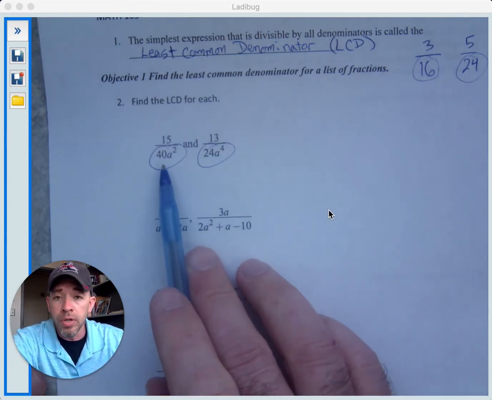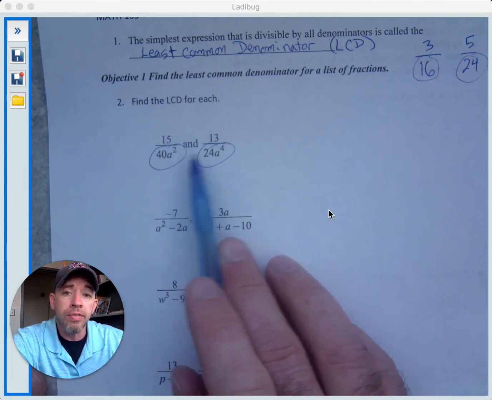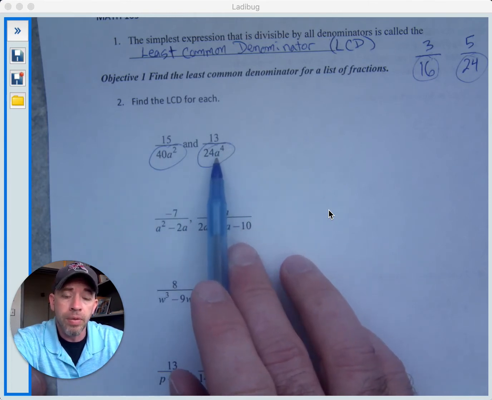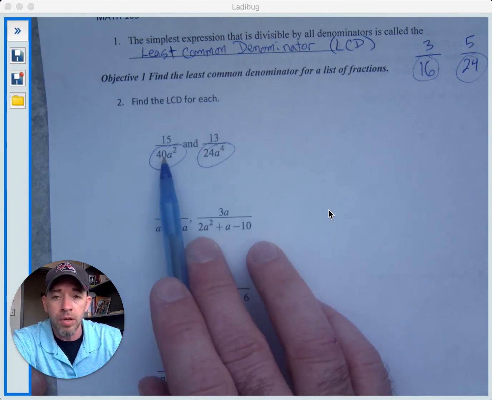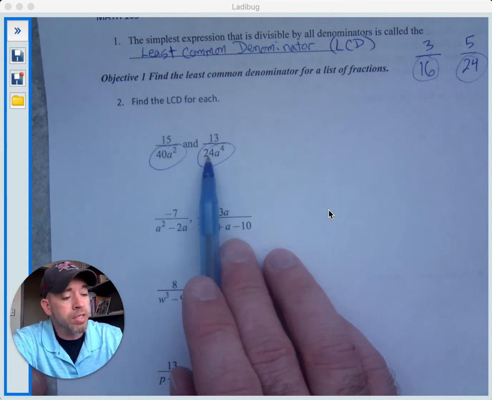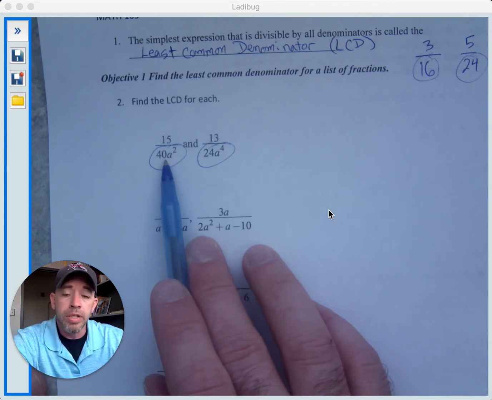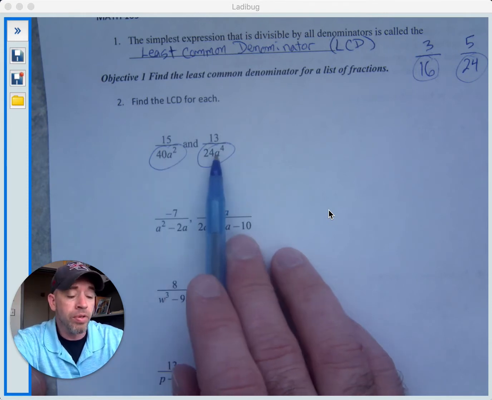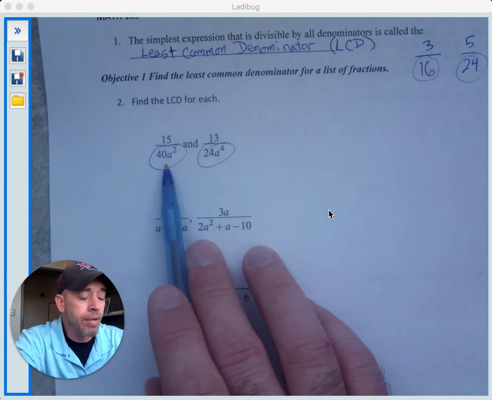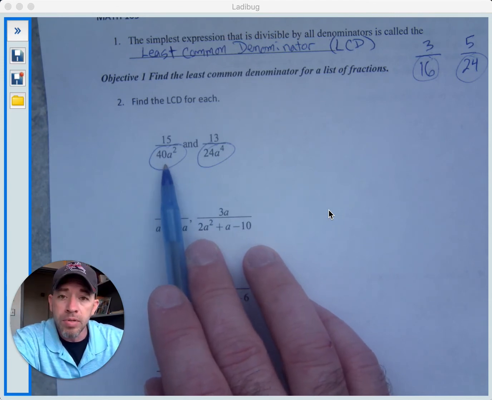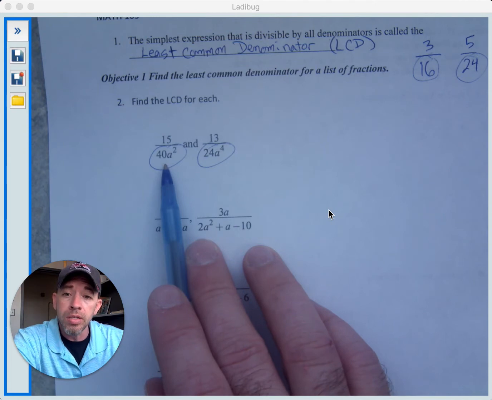So first I'll focus on the numbers. What's something 40 and 24 will both go into? Well, I'm going to start with the bigger of those, 40, and look at the multiples of 40. Well, 24 doesn't go into 40. 40 times 2 is 80. 24, though, does not go into 80. You can try your calculator. You get a decimal when you divide. So 40 times 3 is 120. Oh, 24 does go into 120.